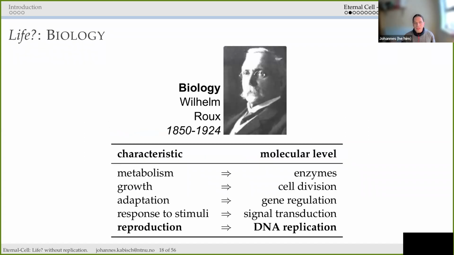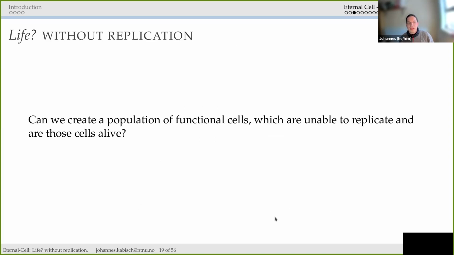And of course, we also began with the question, what is life? And there's a variety of definitions of life, but one of them is from the biologist Wilhelm Roux, and he gave life these 5 characteristics: metabolism, growth, adaptation, response to stimuli, and reproduction. And if you break this down to the molecular level, you basically see that there's no reproduction without DNA replication. So the question we asked ourselves is, can we create a population of functional cells which are unable to replicate, and are those cells alive? This was the official question.